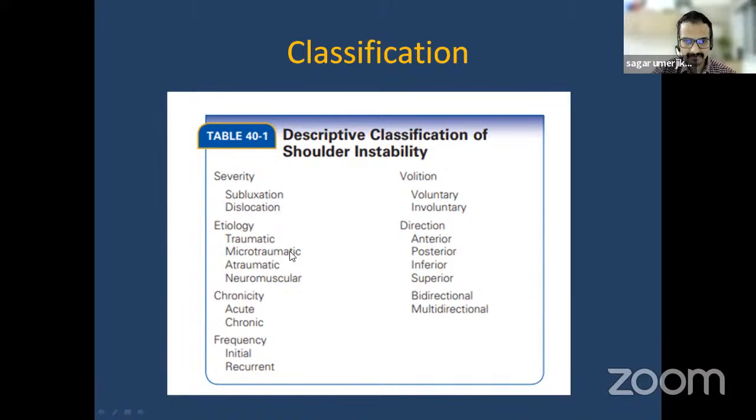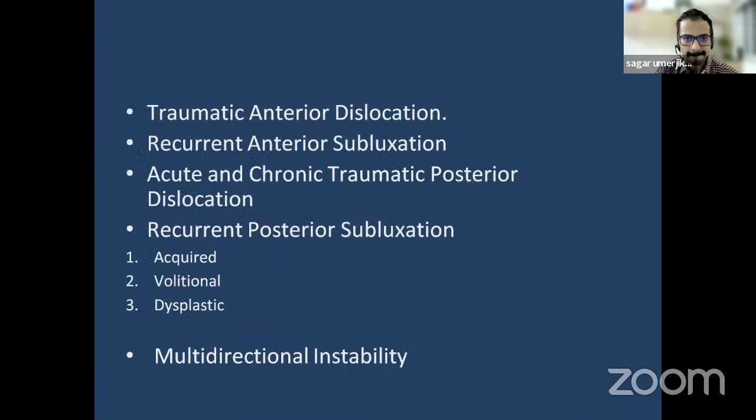There is no single classification wherein you can put a patient. A patient may have a traumatic anterior dislocation which was the initial time or the recurrent time. So that's how we classify it: traumatic anterior recurrent dislocation. We'll have to put all the points into the diagnosis. The diagnosis is never under a single umbrella; multiple points have to come into the diagnosis.